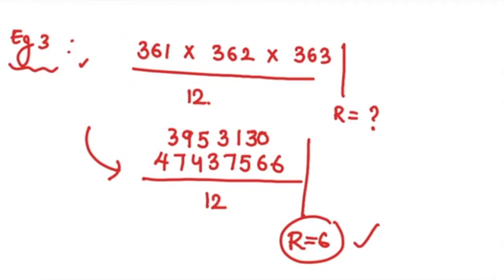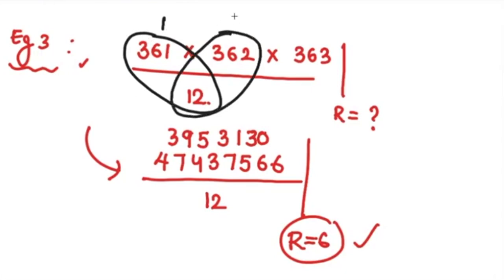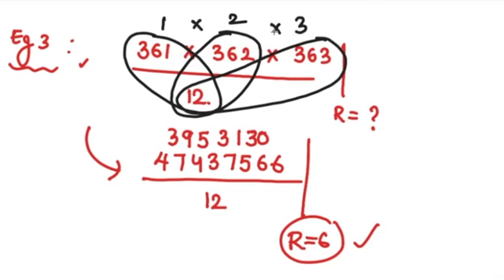That means you are going to do 361 by 12. 12 3s are 36, 12 30s are 360. Remainder will be 1. And 362 by 12, remainder is 2. 363 divided by 12, remainder is 3. So what is the operation between them? Multiplication. You multiply them, 1 into 2 into 3. That is giving a result as 6. Mark it as answer choice.